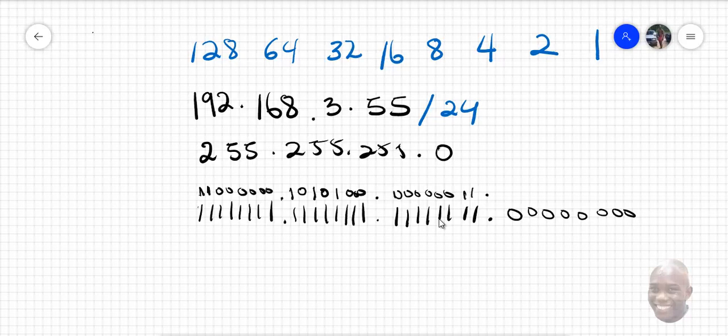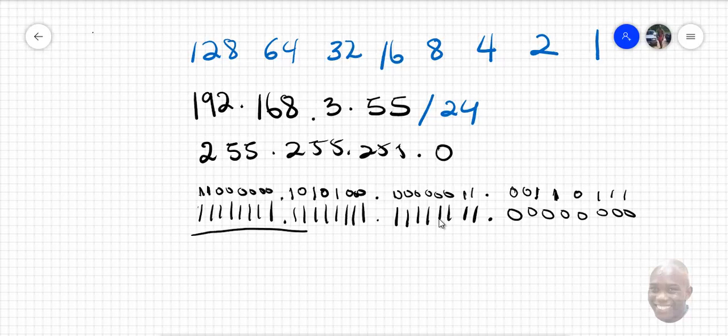And then 55 now, basically I would have both 128 and 64 off. Alright, so I have 128 and 64 off. I'm going to put on the 32 because it's less than 55. I'll also put on the 16, right? Then I will take off the 8 and then I'll put on the rest. I mean, you can always double check this because by now you should know how to do binary conversion.